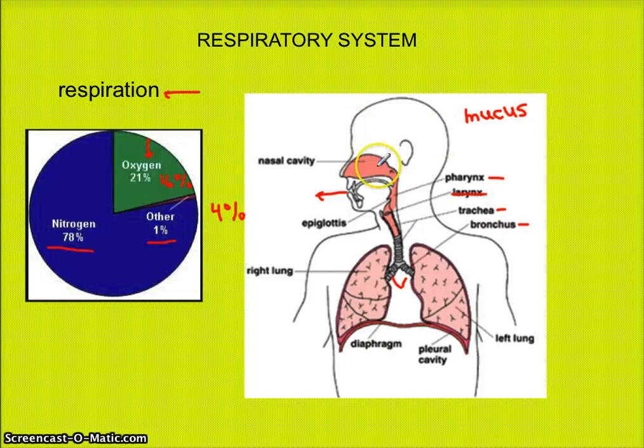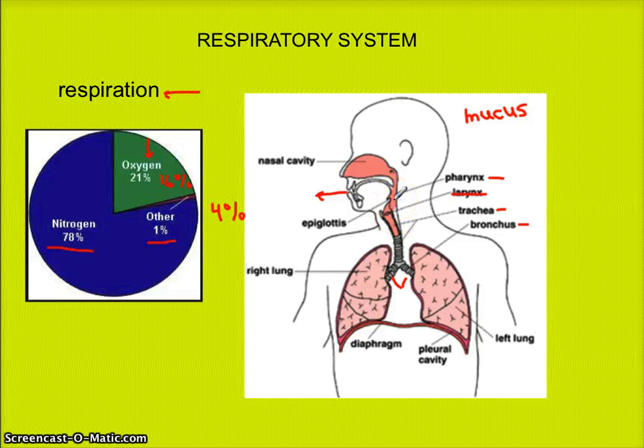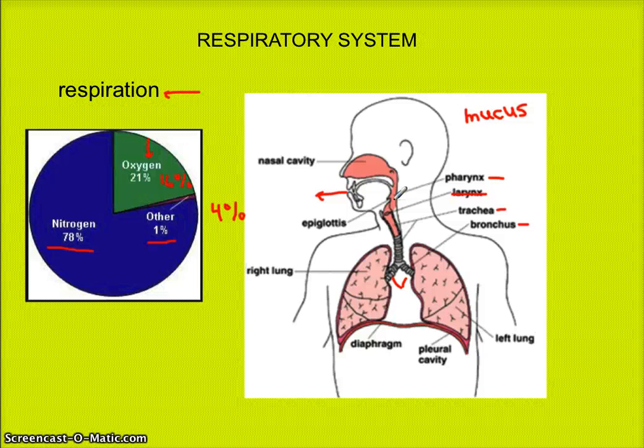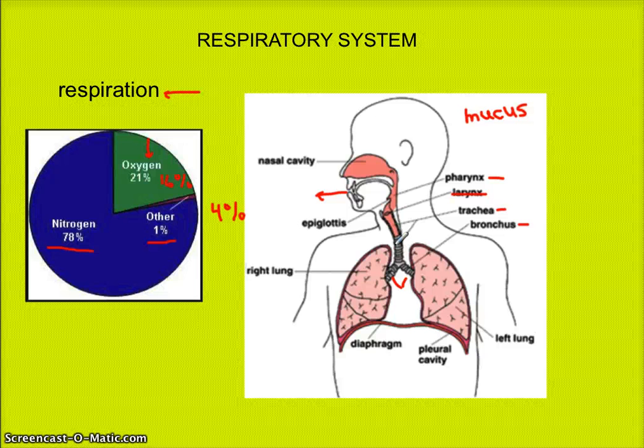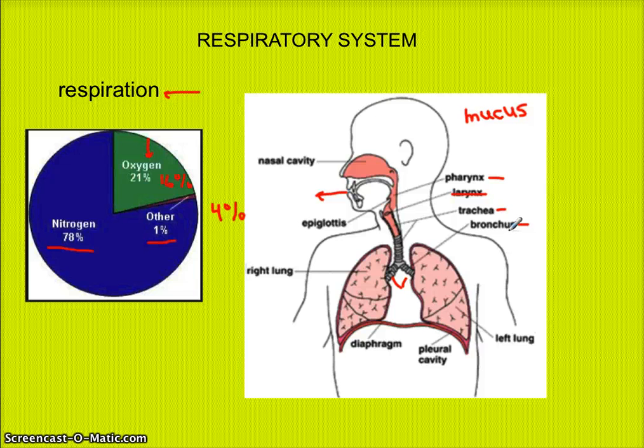Air is then going to go to your pharynx, which is another word for throat. Pharynx, throat. The air then goes to the trachea, which is called the windpipe. The windpipe is the trachea. It's also mucus filled, like I mentioned before. Air then moves to the bronchi. Bronchi is plural, bronchus is singular. And that passes directly into the lungs.